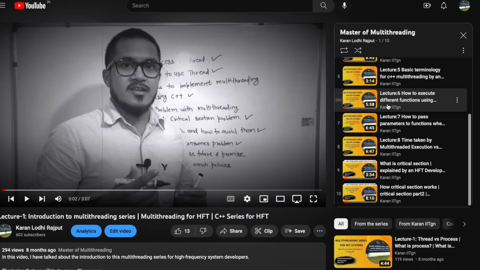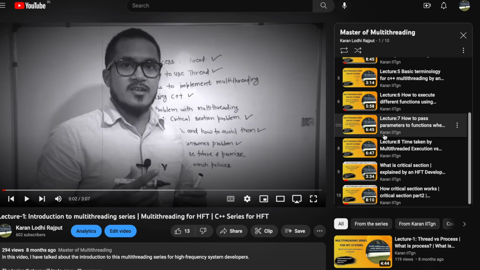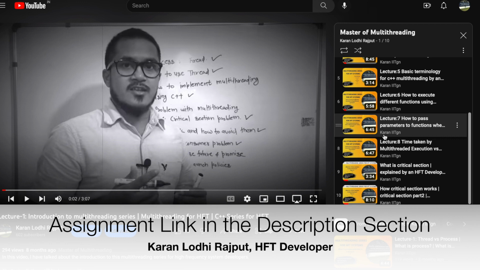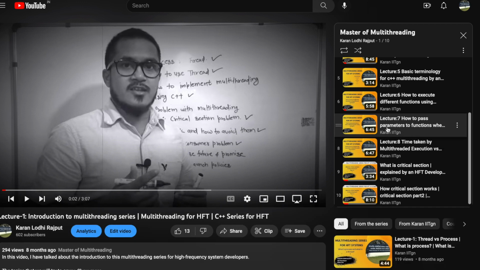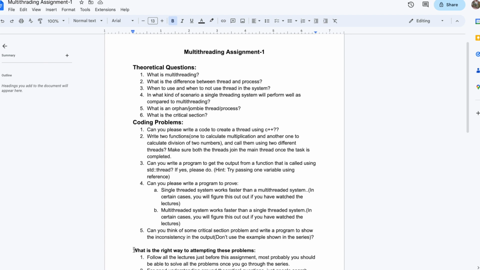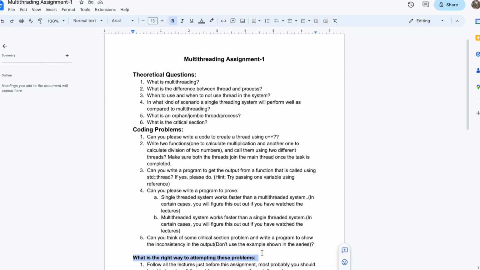Now it's time to solve one small assignment based on these lectures. If you haven't gone through these lectures, please go through them, or if you are already familiar with all these concepts, you can directly jump into the assignment. Now we will see what kind of problems are there in the assignment. This is the first assignment of this series. First we will try to solve the theoretical questions, and then we will come to the coding problems. And at the end, we will also talk about the right way to attempt these problems.